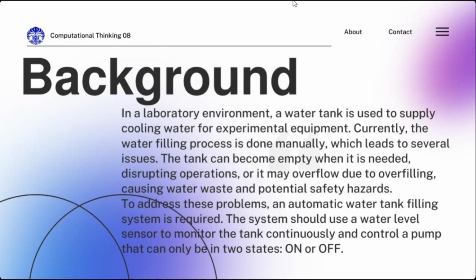So the background problem is that in a laboratory environment, a water tank is used to supply cooling water for experimental equipment. Currently, the water filling process is done manually, which leads to several issues. The tank can become empty when it is needed, disrupting operation, or it may overflow due to overfilling, causing water waste and a potential safety hazard. To address this problem, an automatic water tank filling system is required. The system should use a water level sensor to monitor the tank continuously and control a pump that can only be in two states, on or off.